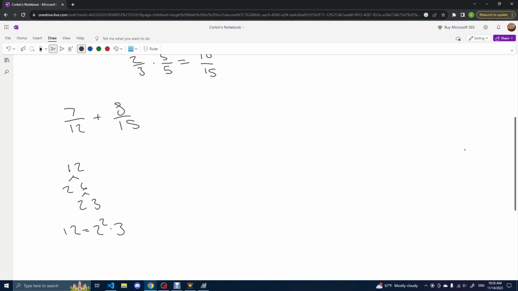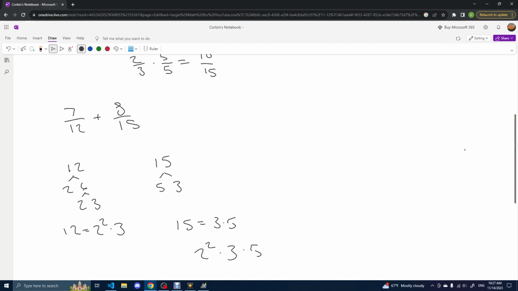And again, if you have any questions of how I'm doing any of this, go ahead and go back to that least common multiples and greatest common divisors video, because that will help you out a lot with fractions. And then we can do the same thing for 15. So that would be 5 and 3. And so for the least common multiple, we have to do the maximums here. So 15 is equal to 3 times 5. So we have a 2 squared, we have 1 3, and we have a 5.